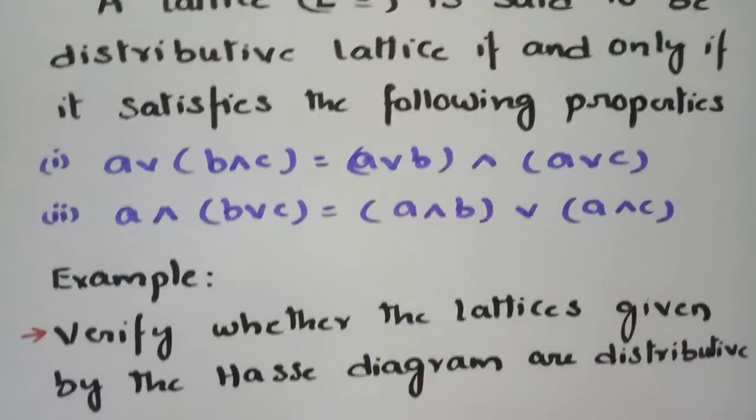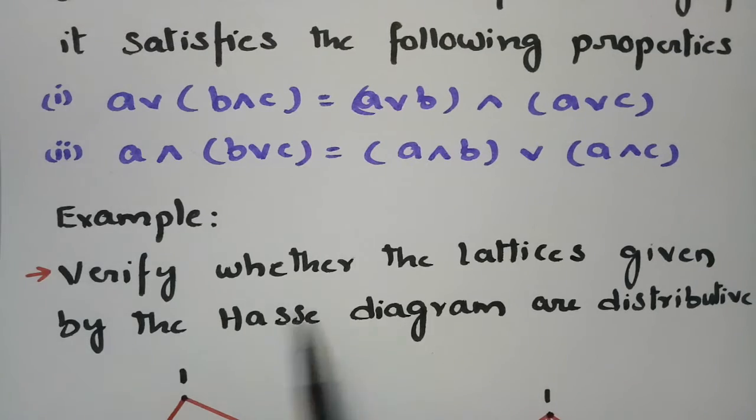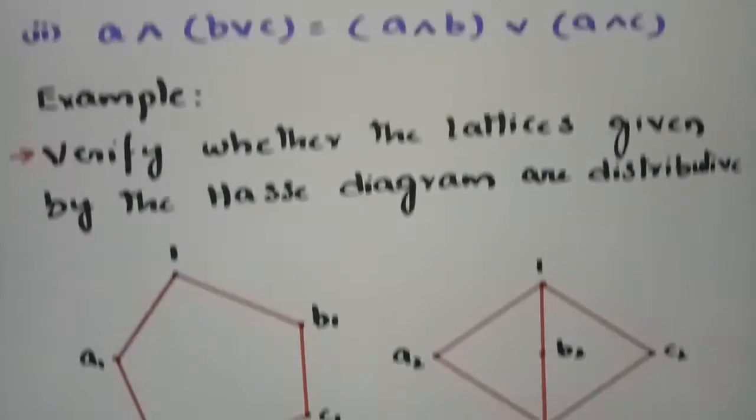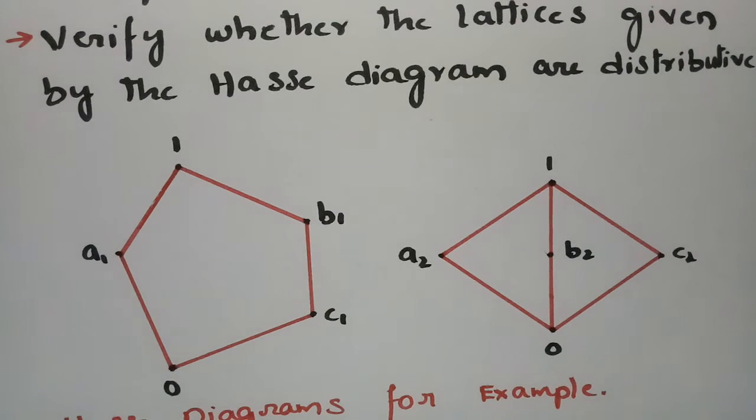And here is an example. Verify whether the lattices given by the Hasse diagram are distributive. These are the diagrams related to this. We have to apply the properties of the distributive law. If it holds both the properties, then we say that the given lattice is a distributive lattice.